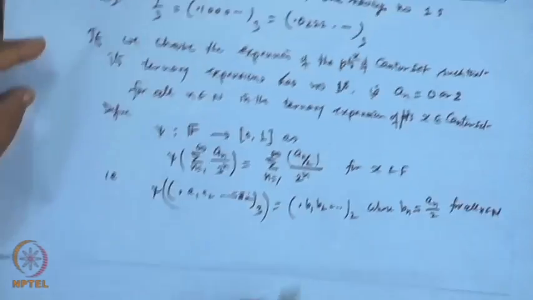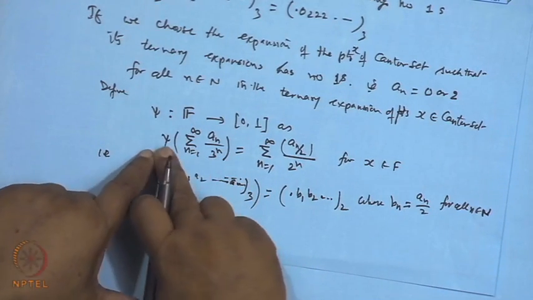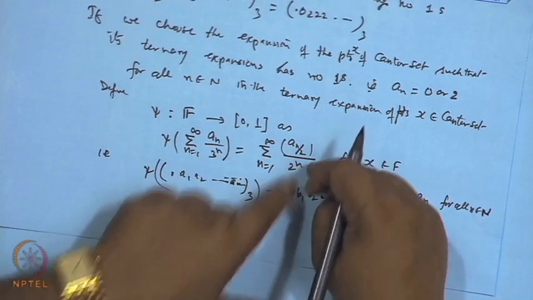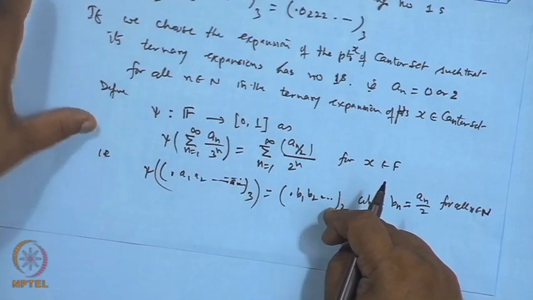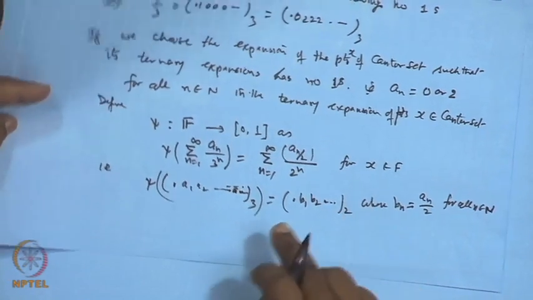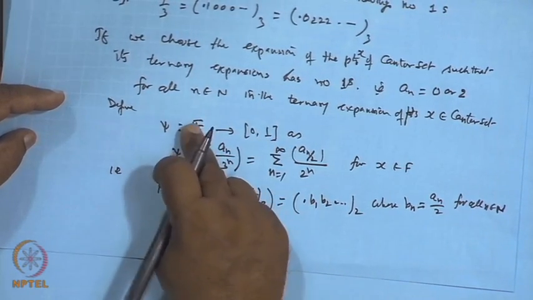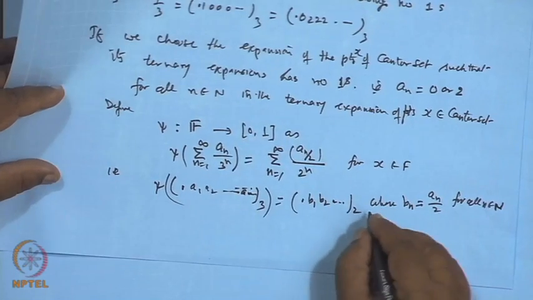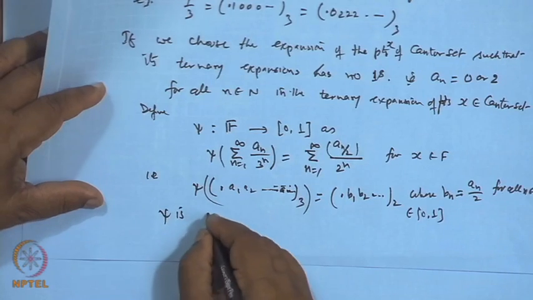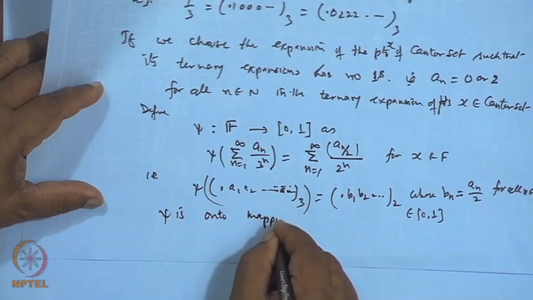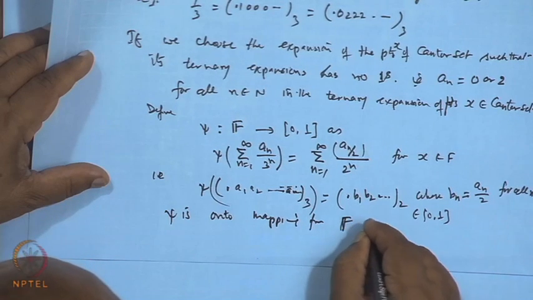So, each point I am picking up from here, writing down its ternary expansion, and then taking the image of this as a binary expansion of the same point, okay? This binary expansion will also be a point in 0 1. So, each point which is in F will have a point in 0 1. So, this psi is an onto mapping from F to 0 1.